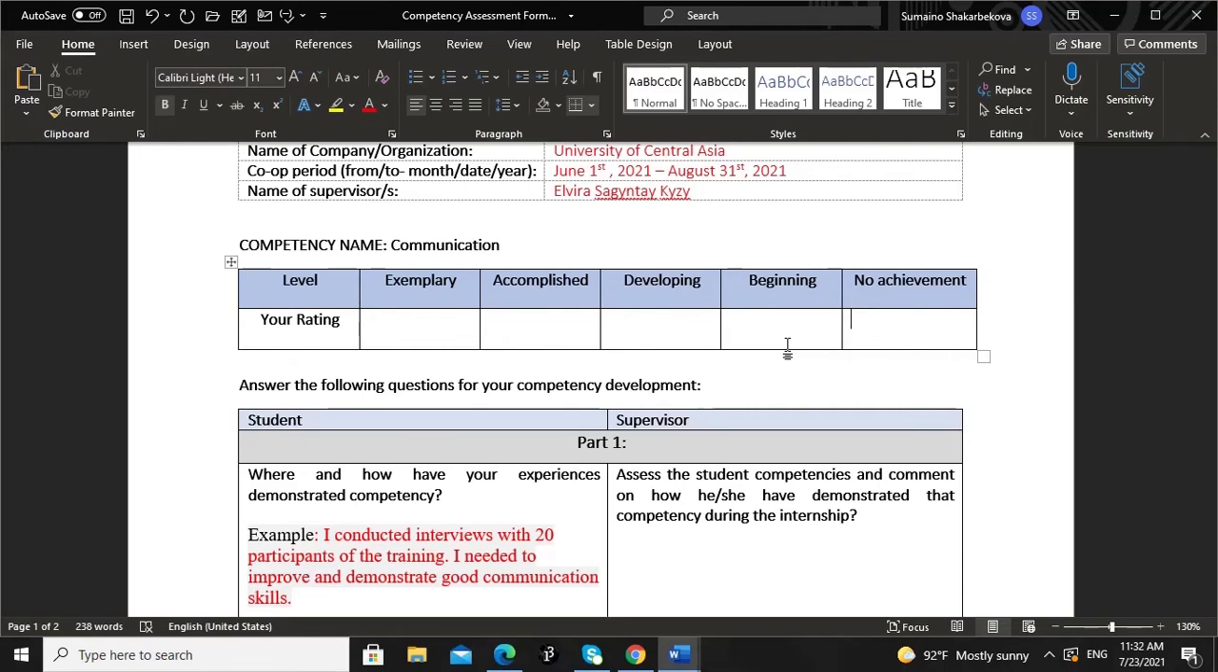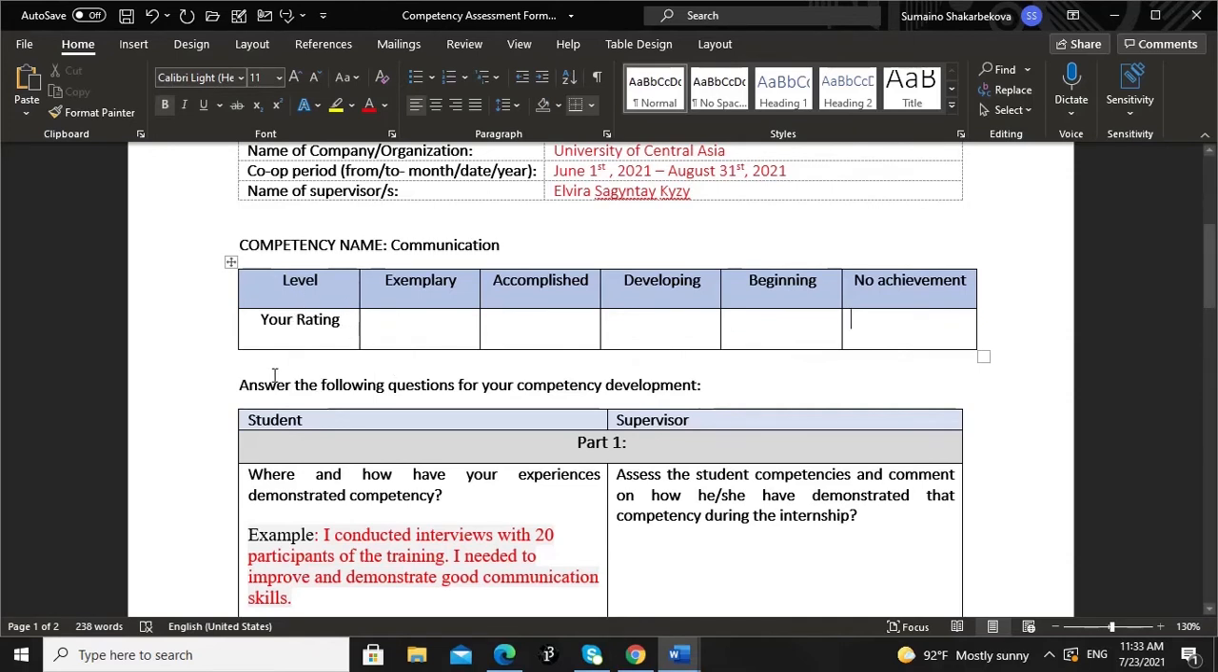And next, we have no achievement. So, no achievement also, I think it's clear from its naming, which means that you already have a theoretical knowledge about that particular competency, but you don't have any practical experience related to that competency. So it means that you need an experience opportunity to apply and practice that competency skill. So this is a level of no achievement. I hope this level of rating is clear.